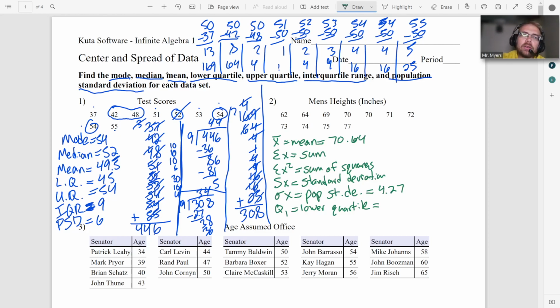Oh, by the way, let's go ahead and cross these off as we go. So we got the mean, okay? We got the population standard deviation. So that's right here.